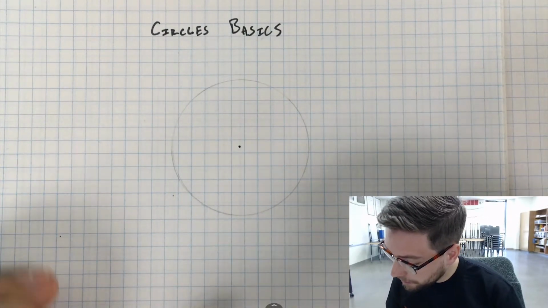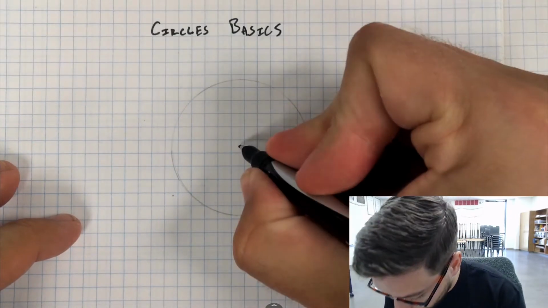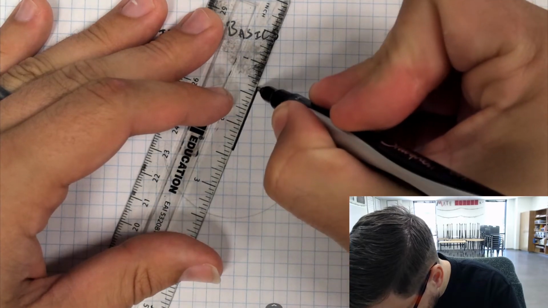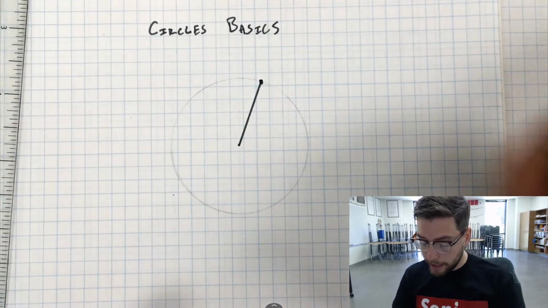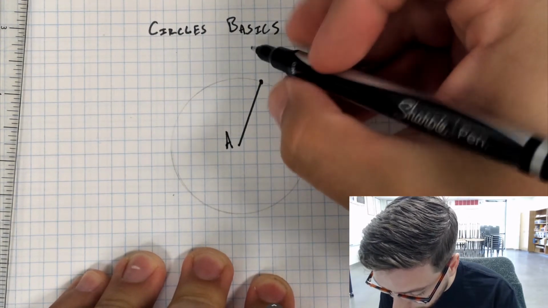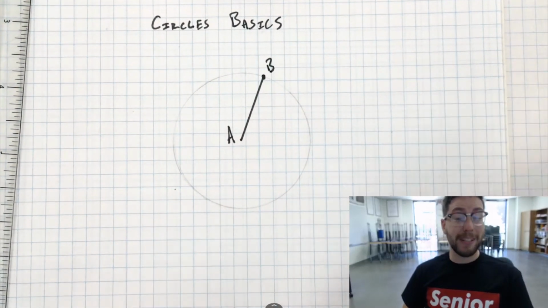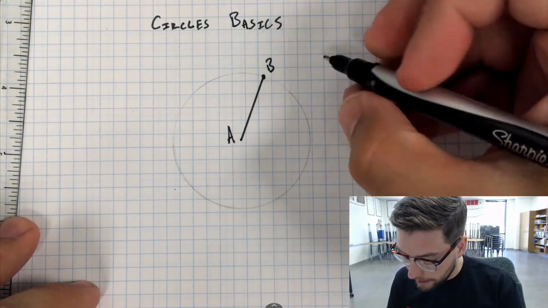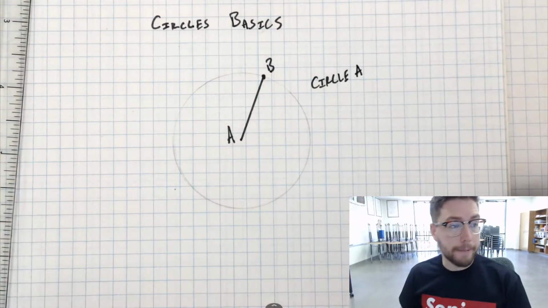So a radius is going to be a segment with one endpoint on the circle and one endpoint at the center of the circle. I'm going to use a ruler here. It's going to kind of look like this. And now that you know a little bit about line segments, we can go ahead and name that. Well, the middle of the circle, let's call that A. And then this point out here is going to be called B. One important note about circles is that you name a circle by its center, which right now the center is A. So this would be called circle A.